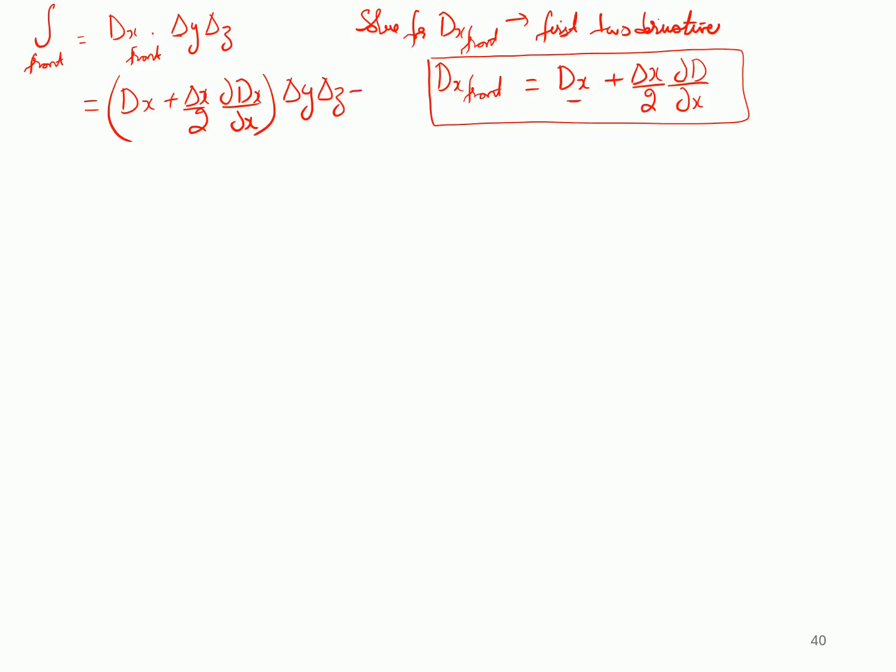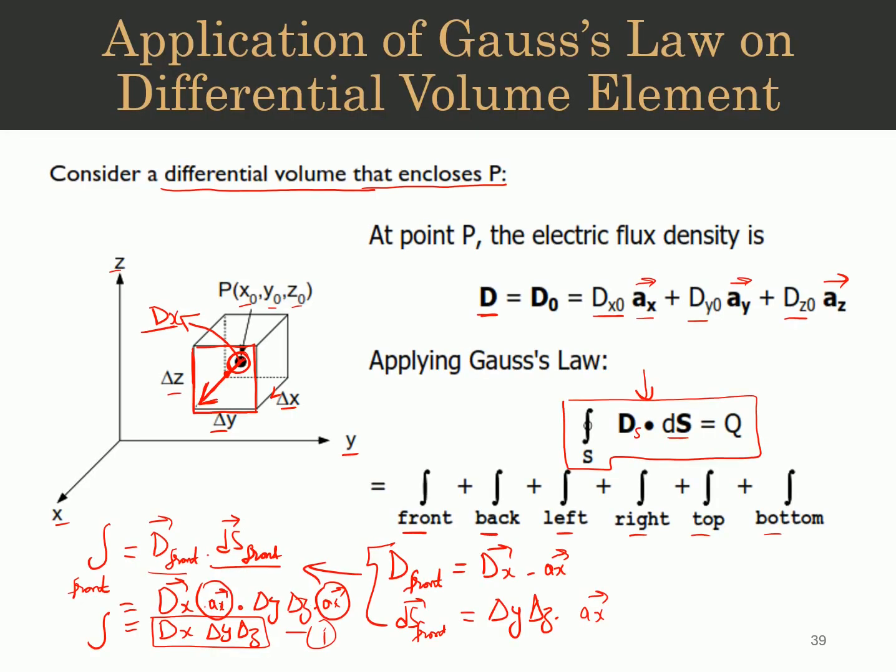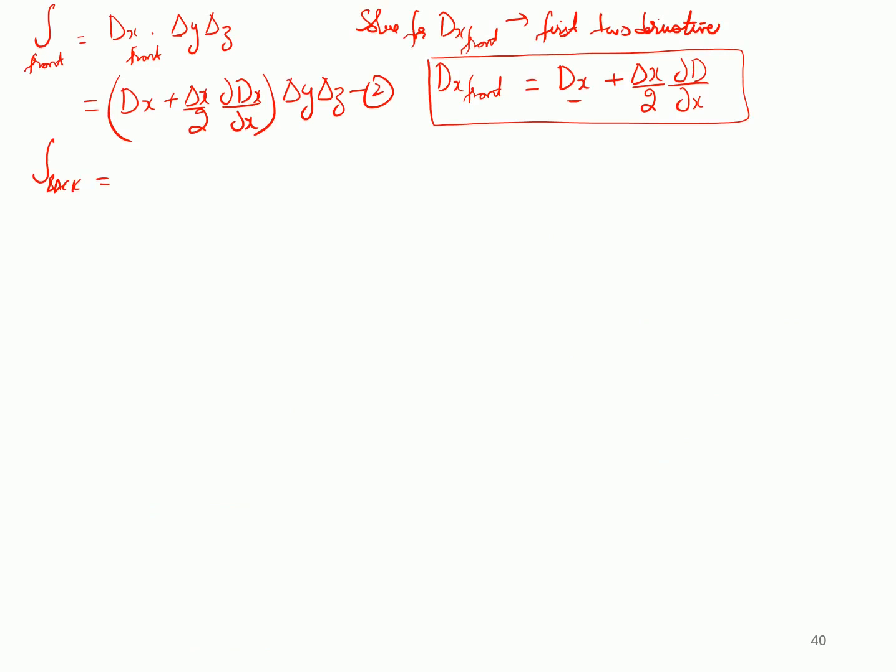Similarly, let me call this equation 2. Now let us find the integral for the back of the cube. Again, for the back of the cube, we have to write this equation, that is now in D back by dS back. So the integral will be dS back with the partial derivative, the surface area of the back, the integral. So now what is dx back?